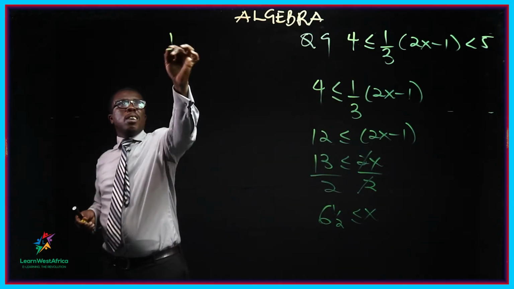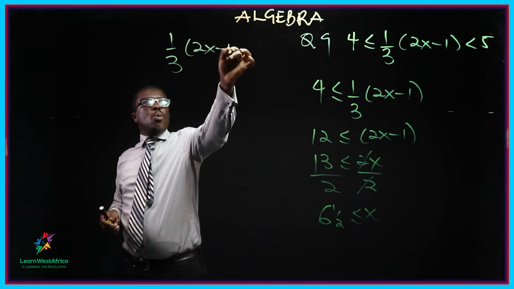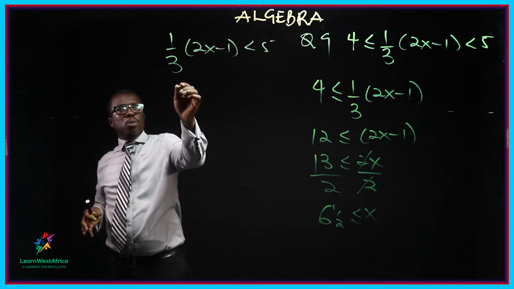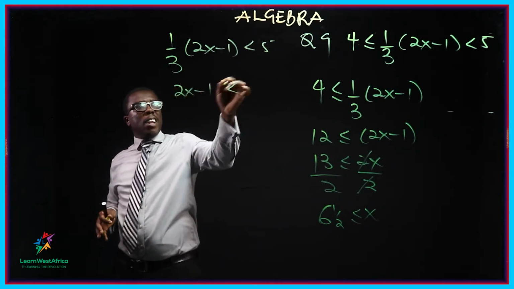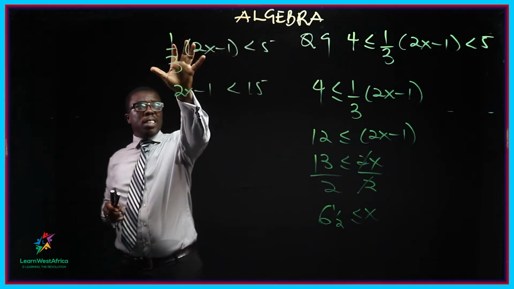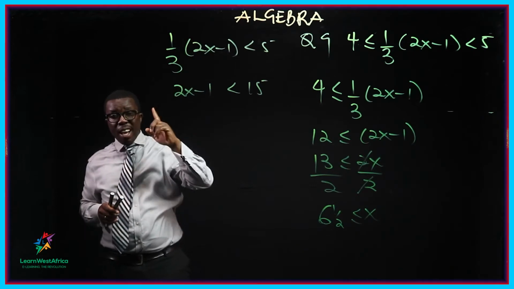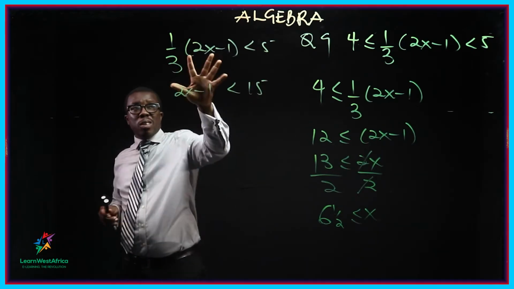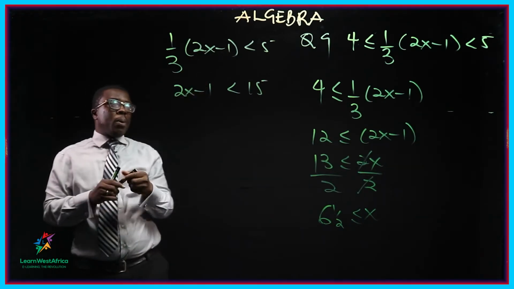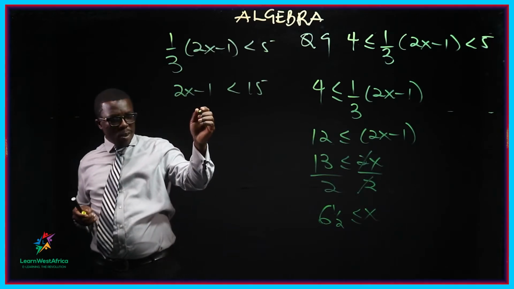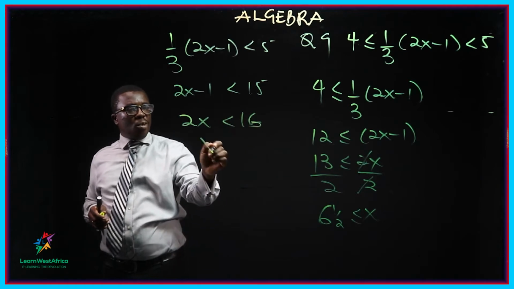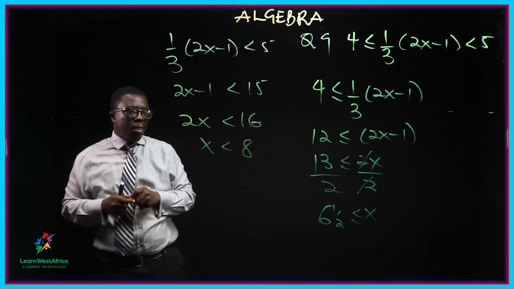For the other part, we have 1/3 of (2x minus 1) less than 5. The same approach: multiply through by 3, where we have 2x minus 1 less than 15. You take the LCM of the denominator and multiply the terms through, so 2x minus 1 multiplied by 15 gives 2x, then 16 goes here. So x will be less than 8.